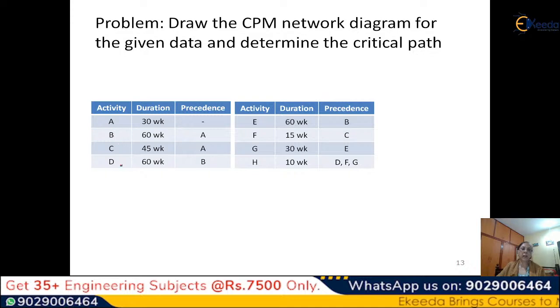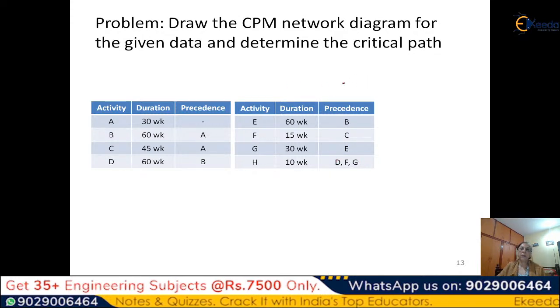So we are given a set of tasks, the duration of each task, and the dependency, that is, the precedence activity. For B and C, the precedence activity is A. For D the precedence activity is B. Only when B is over, D can start. Only when A is over, B and C will start. Similarly, E will start after B is over. F will start after C is over. G will start after E is over. And H after D, F and G.